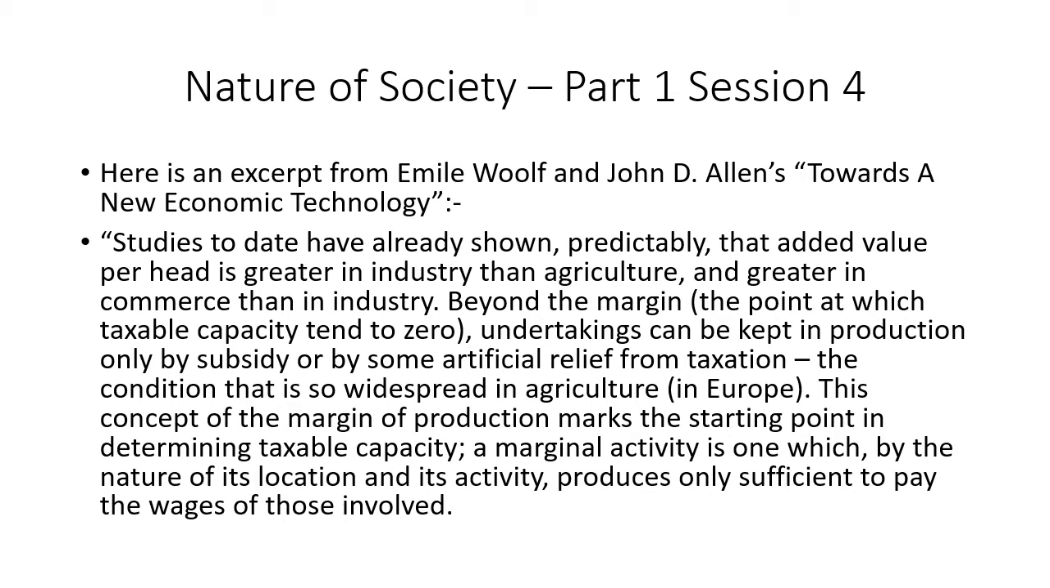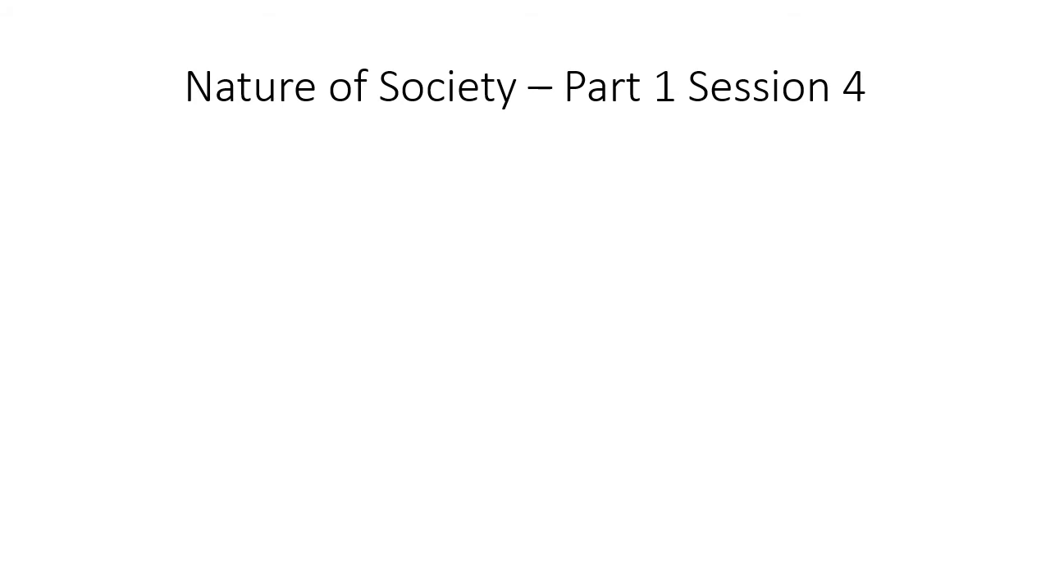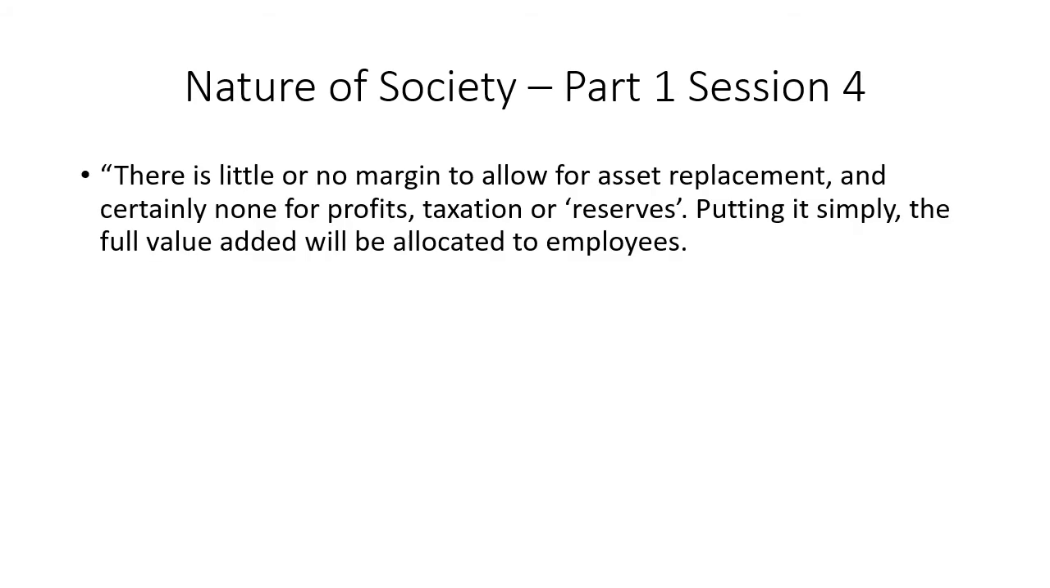This concept of the margin of production marks the starting point in determining taxable capacity. A marginal activity is one which, by the nature of its location and its activity, produces only sufficient to pay the wages of those involved. There is little or no margin to allow for asset replacement, and certainly none for profits, taxation, or reserves. Putting it simply, the full value added will be allocated to employees.